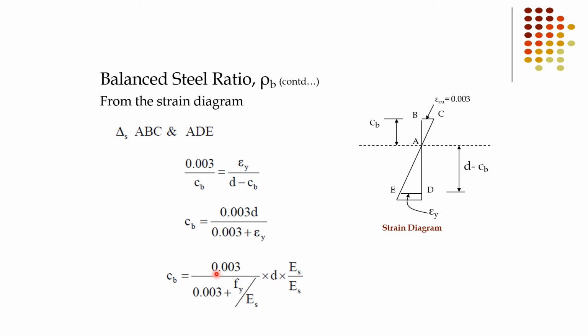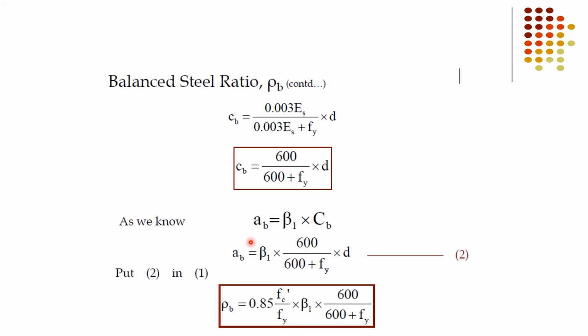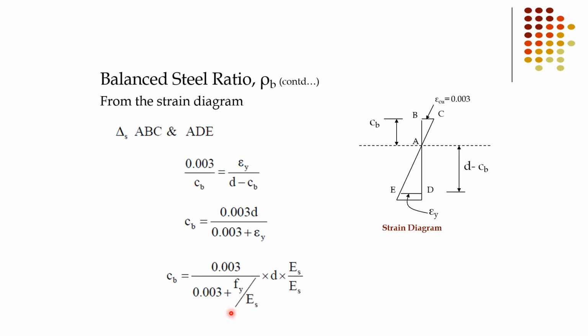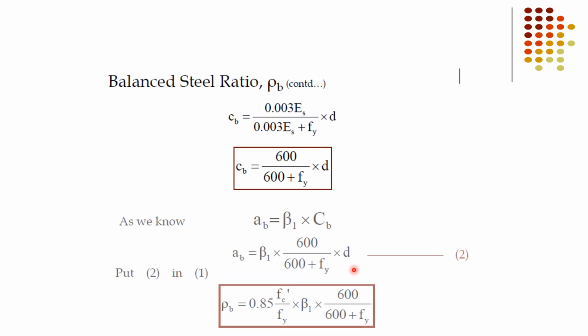I will multiply on top and bottom by Es, and Es will cancel. After cancellation, just multiply and you will get the value of cb. When you have the value of cb, you can also calculate the value of ab. ab is beta 1 cb. You put the value of cb, you get the value of ab. Now you put the value back in the formula of rho b, and you get the value of rho balanced. Now all the values are known.